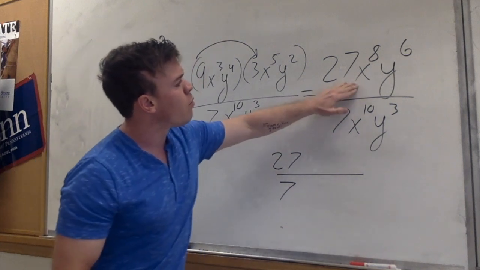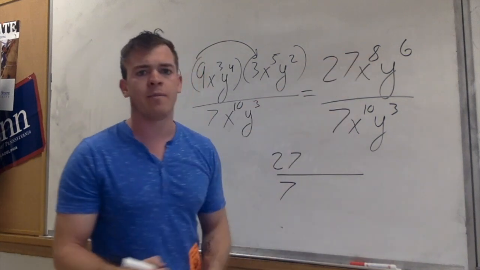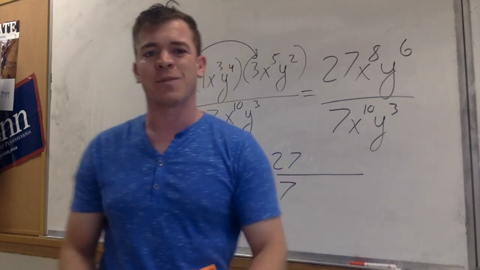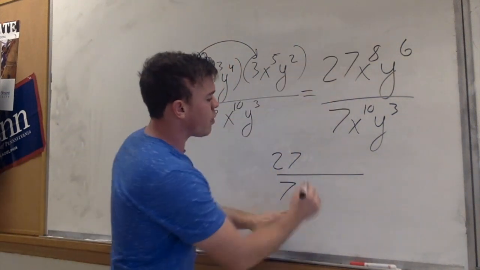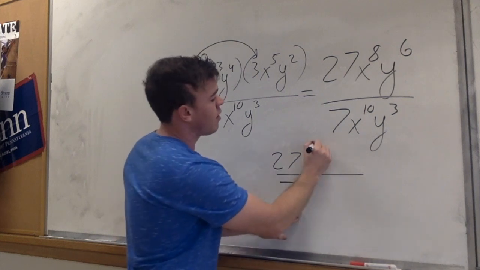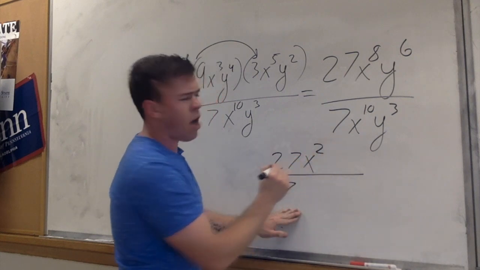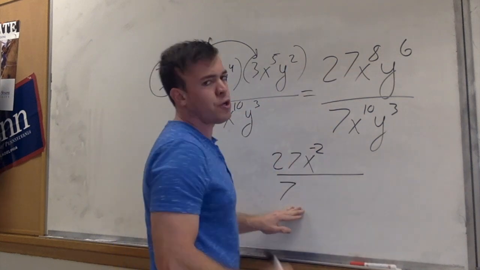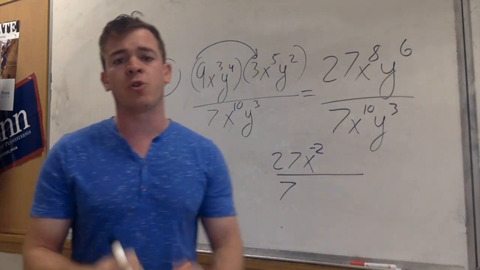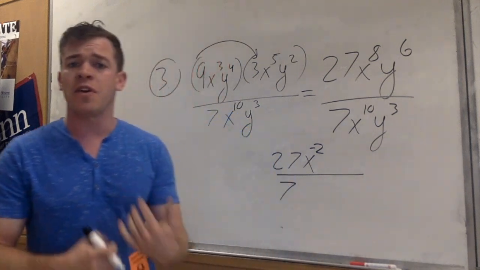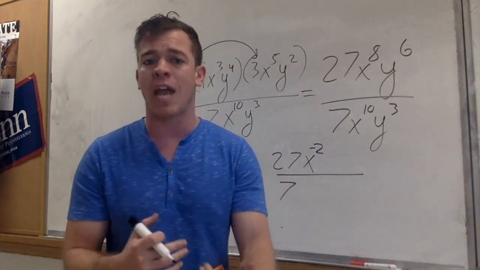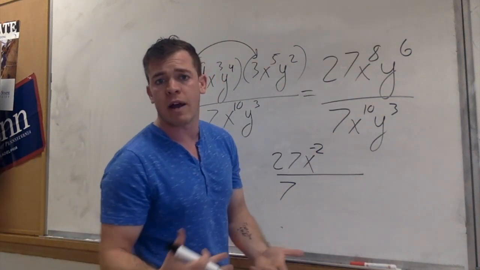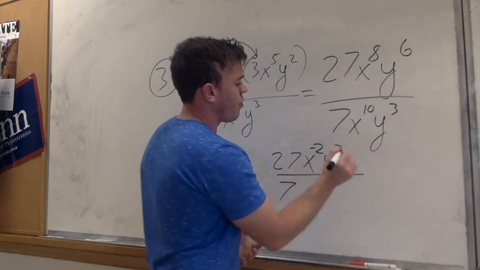Now from here, we see our x to the 8 over x to the 10, and when dividing, we want to subtract the exponents. And so we know that 8 minus 10 really gives us x to the positive 2? No, wait a second. 8 minus 10 really is negative 2. Perfect. Guys, make sure that you are accounting for your negatives. And if you have to, use the calculator. There's no shame in that. Now we have y to the 6 over y to the 3. Well, it's really 6 minus 3, which gives us y to the 3.